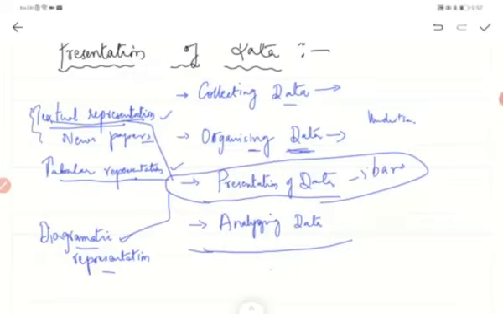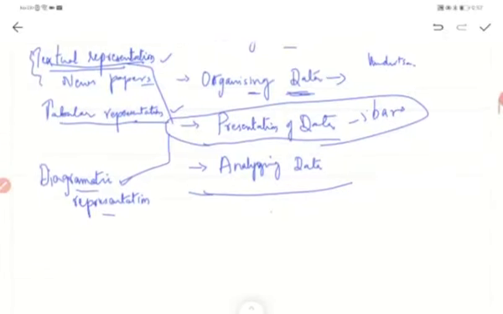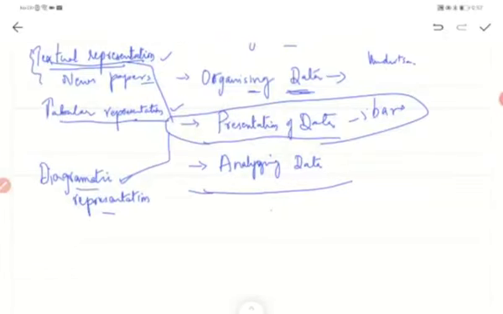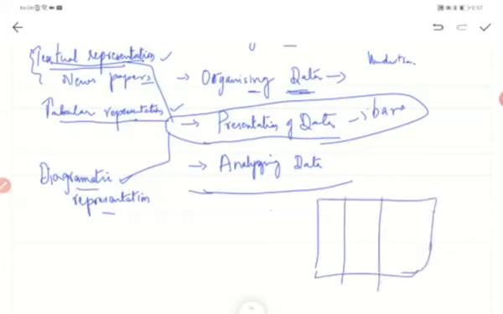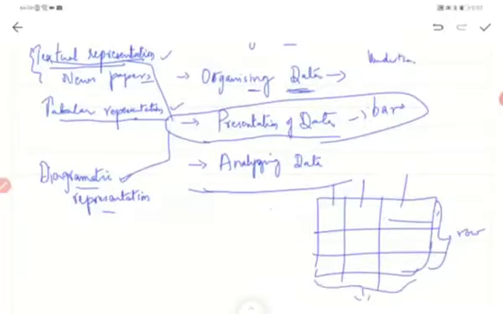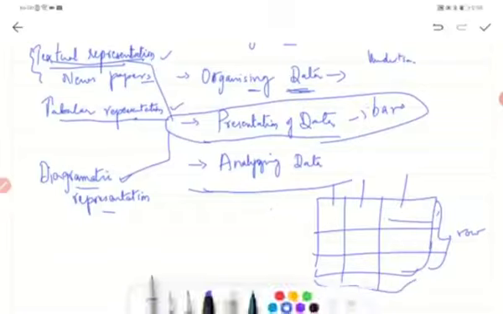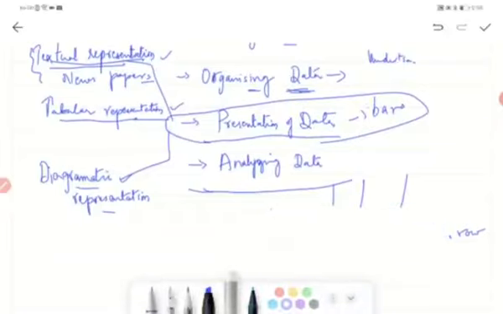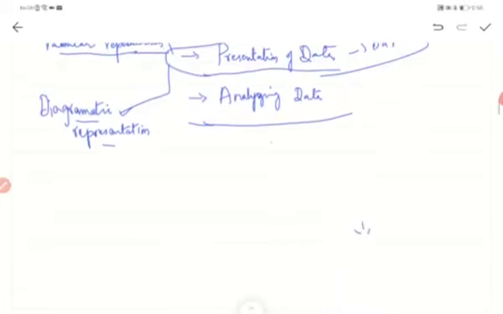Now if you go for tabular representation, we have seen so many marks tables. What is tabular representation? You have a table like this with rows and columns. These are called columns and these are rows. So you have rows and columns in the table, in which you can represent the data. It's good for many kinds of data, like marks to be saved.